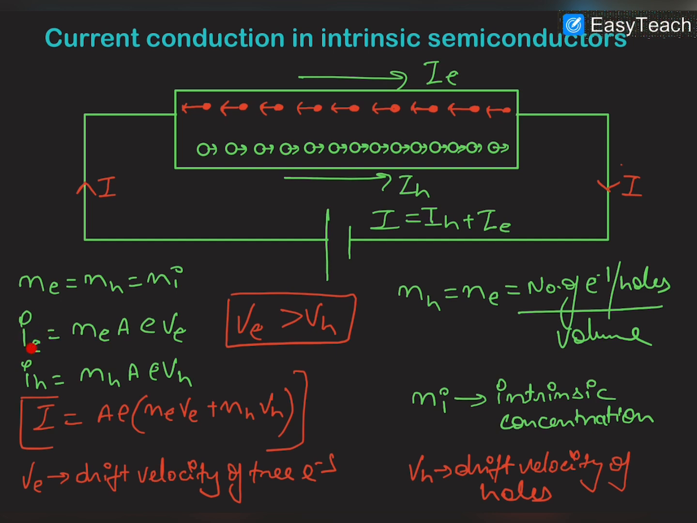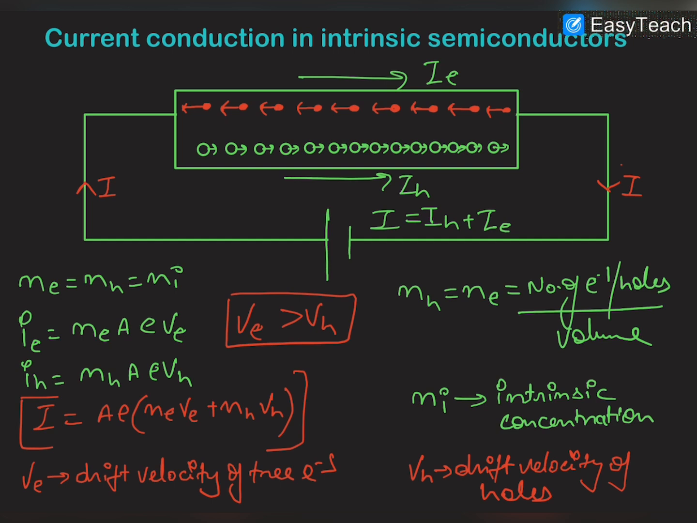And if I talk about the current flowing due to electrons, then according to current electricity, we know that I is equal to NeAeVd. So the electronic current Ie will be NeAeVe, where Ne is the number of free electrons per unit volume, A is the area of cross section of the conductor, e is the electronic charge, and Ve is the drift velocity. In the same way, Ih will be NhAeVh, where Nh is the number of holes per unit volume, which is equal to the number of electrons per unit volume, and Vh is the drift velocity of holes.